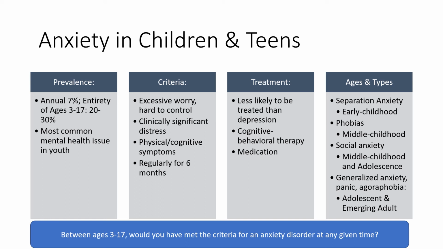Cognitive behavioral therapy is the most common form of treatment, which often involves articulating and confronting our fears. Medication is also an option, usually involving serotonin. And then in terms of various anxiety disorders, they often occur at different times during childhood and adolescence. So separation anxiety disorders are more common in early childhood, phobias more common during middle childhood, social anxiety more common during later middle childhood and adolescence, and then generalized anxiety, panic, and agoraphobia, fear of leaving the house basically, is more common in later adolescence and emerging adulthood.